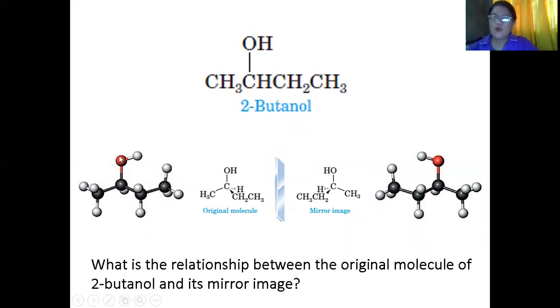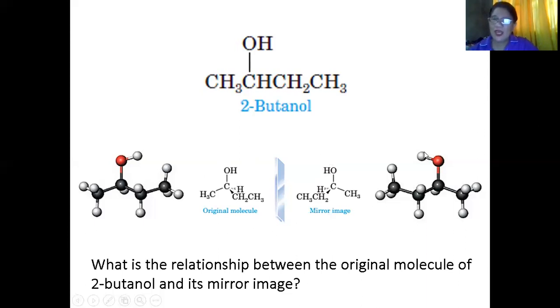So if we have this in a ball and stick model, this is the first carbon, second, third, fourth. This is now your OH. So this is the original molecule. But if you look at the mirror image of this molecule, this is what happens. Instead of OH, it will be HO, because it's a mirror image. So this is the original molecule. This is the mirror image.